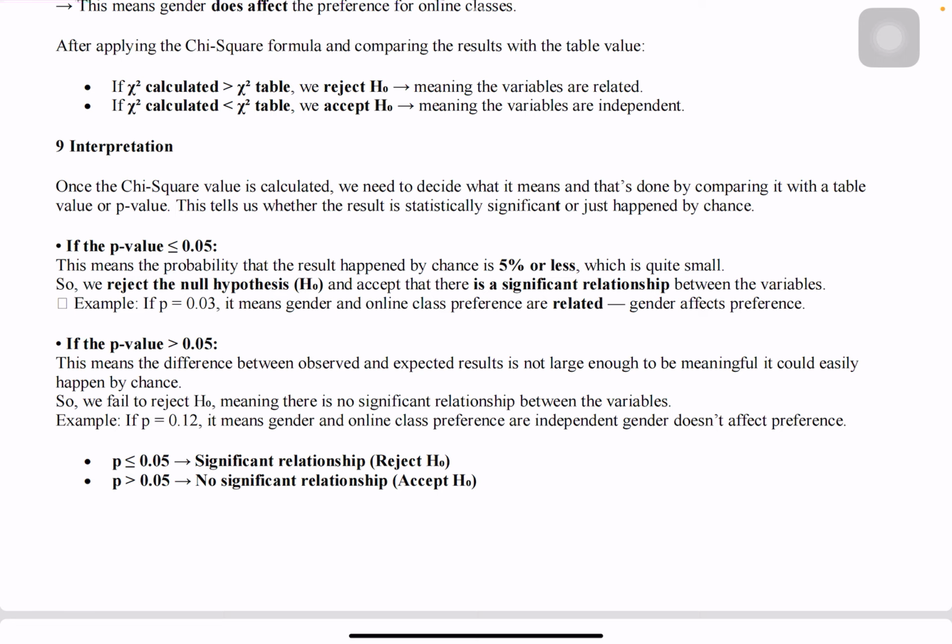P value less than or equal to 0.05, significant relationship, reject H0. P value greater than 0.05, no significant relationship, accept H0.